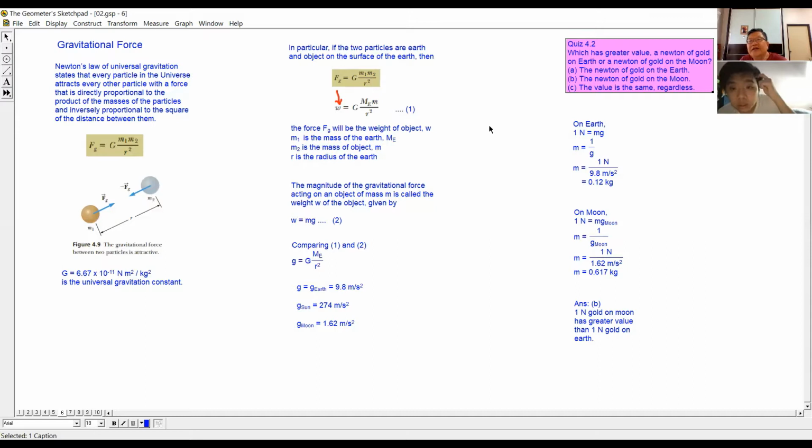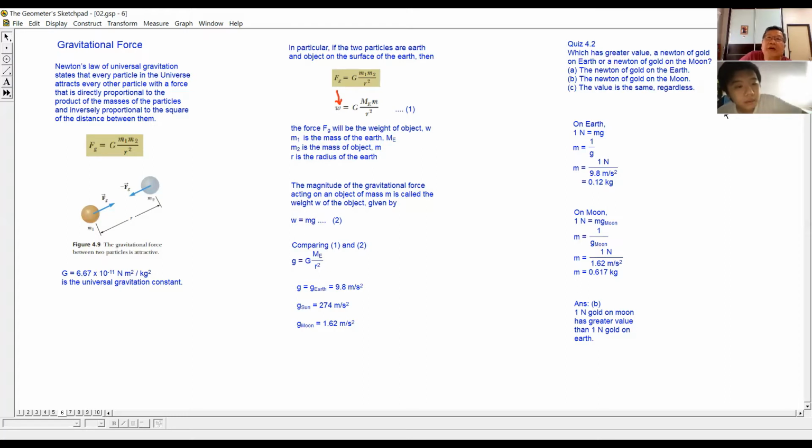So there are three answers provided. A Newton of gold on the Earth has a greater value. A Newton of gold on the moon has a greater value. The value is the same. Okay, right. Now, this question can be treated in two ways.